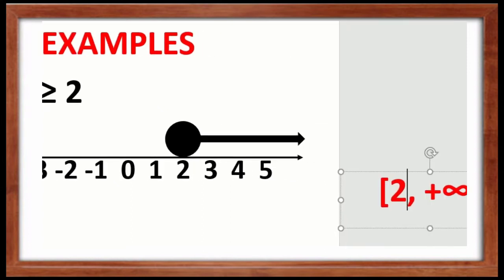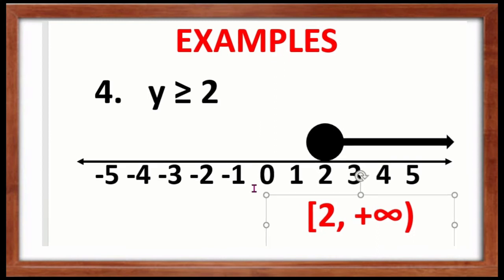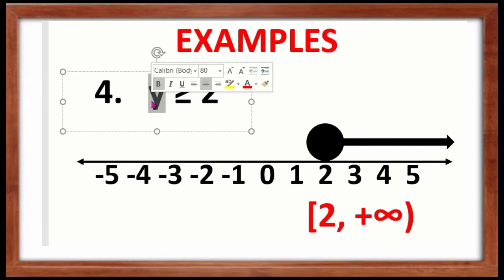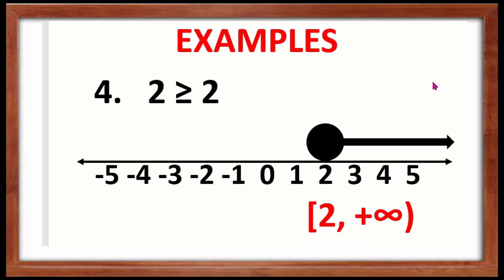Therefore, the possible interval is from positive 2 up to positive infinity. That is half closed. Meaning, 2 is included as our solution for the y value. Because if you change y to 2, 2 is greater than or equal to 2. That is true from the given inequality.